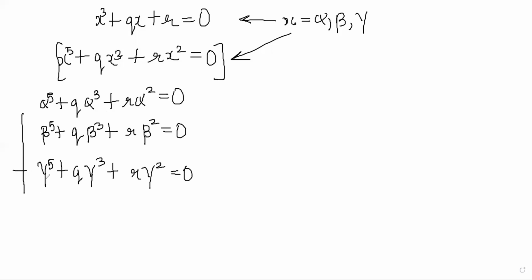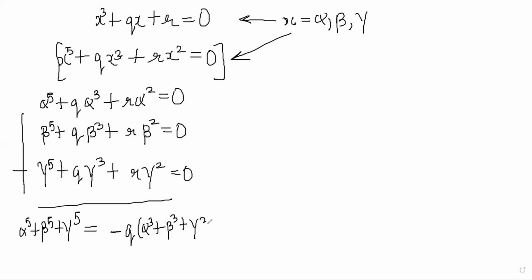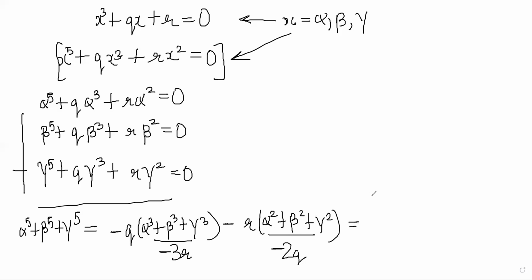So adding all of them, you get alpha power 5 plus beta power 5 plus gamma power 5 is equal to minus q times (alpha cube plus beta cube plus gamma cube) minus r times (alpha square plus beta square plus gamma square), right? Earlier we have already derived that alpha cube plus beta cube plus gamma cube was equal to minus 3r, and alpha square plus beta square plus gamma square was equal to minus 2q. So here what we get is 3qr plus 2qr, so we get basically 5qr, right? 5qr is the value of this sum of powers. So we have found this also.